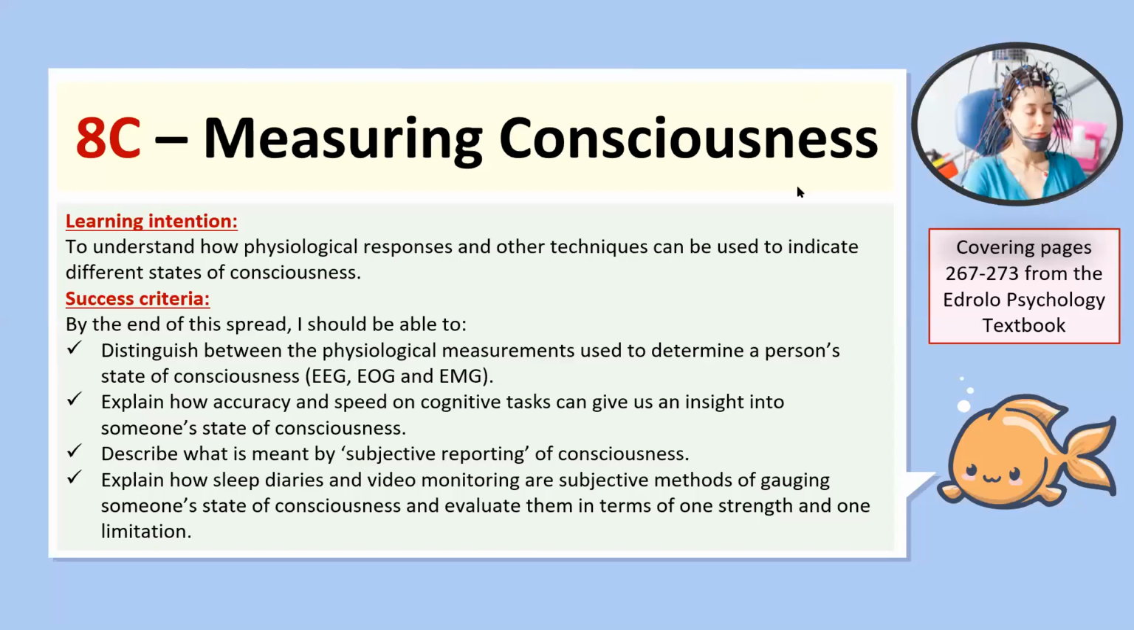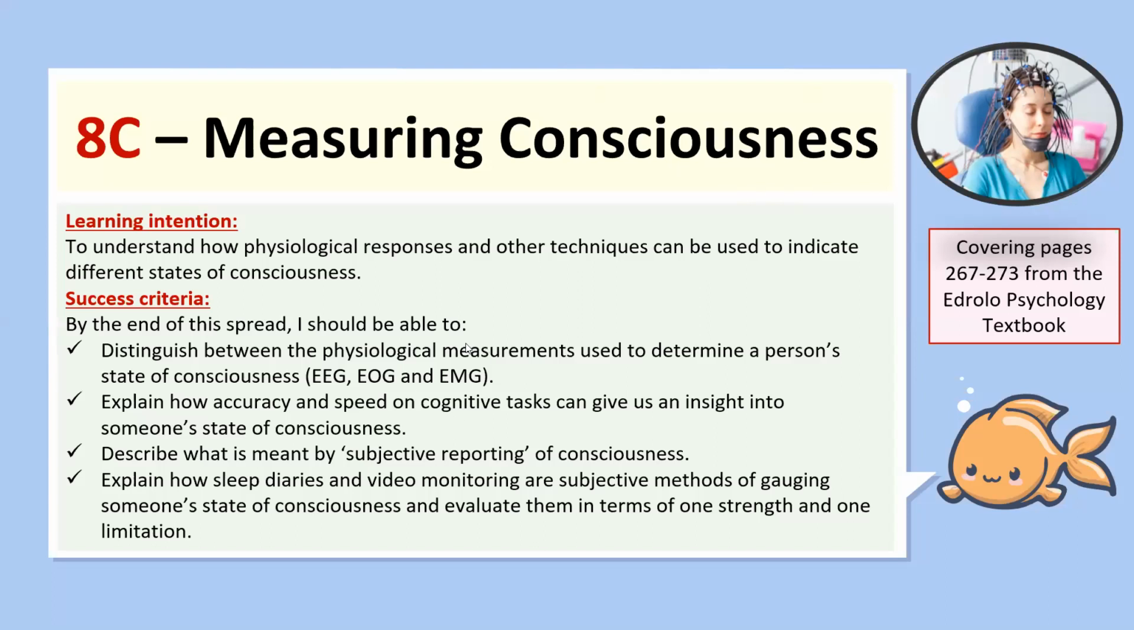All right, so today we're starting with the next spread in chapter 8, which is 8C, looking at the different ways we measure consciousness. What are the different devices, equipment, or technology that we use to try to understand what state of consciousness a person is currently in?